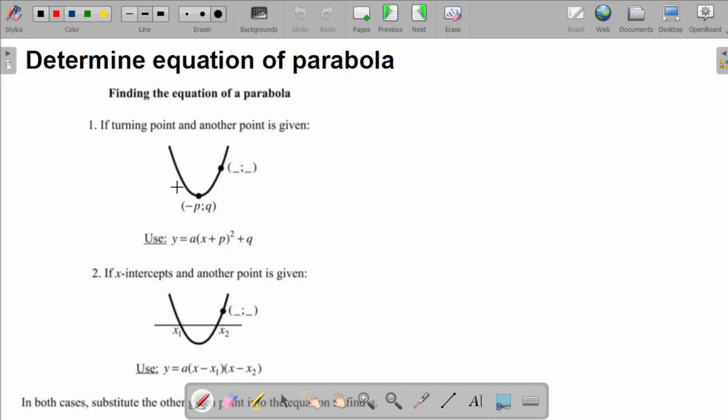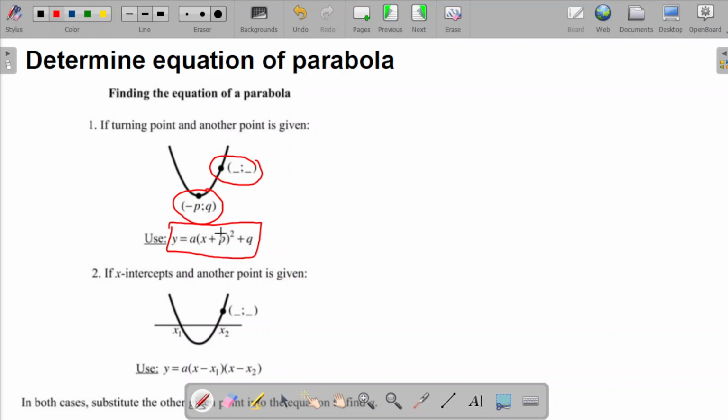Now, determining the equation of a parabola. We are going to have two cases. The first case is where we have a turning point and another point in the graph. Which equation do we use? We use this equation here: y = a(x + p)² + q. This is the equation that we use.